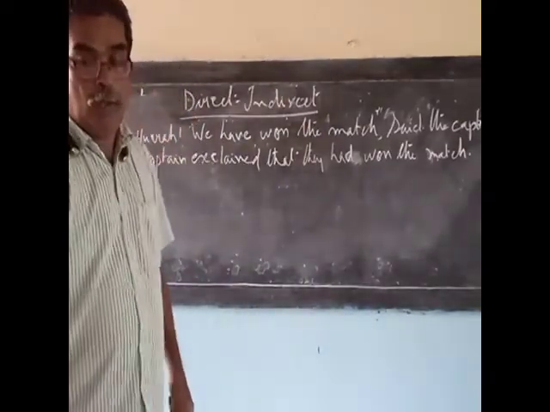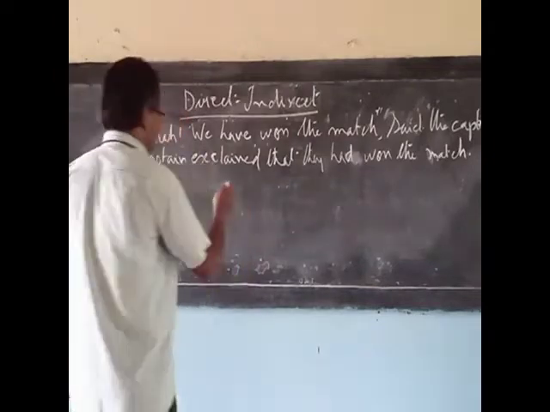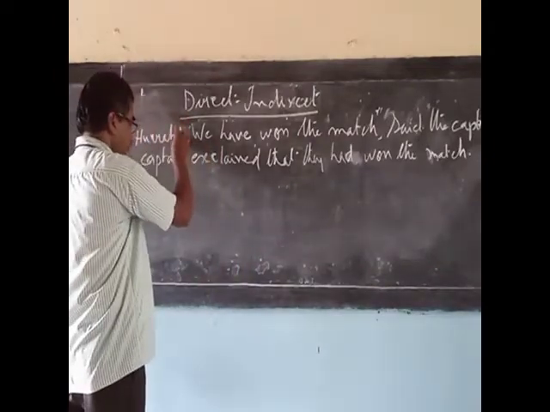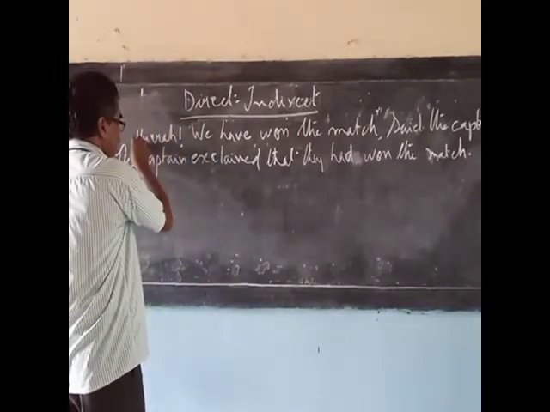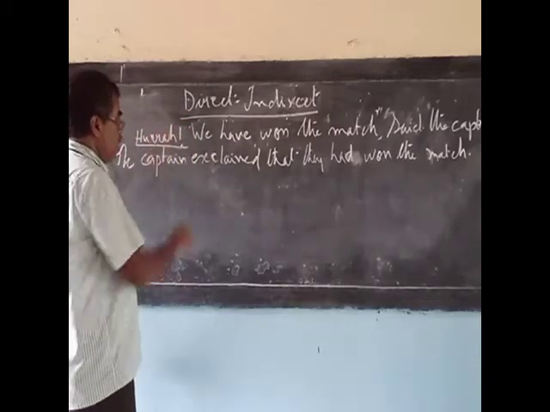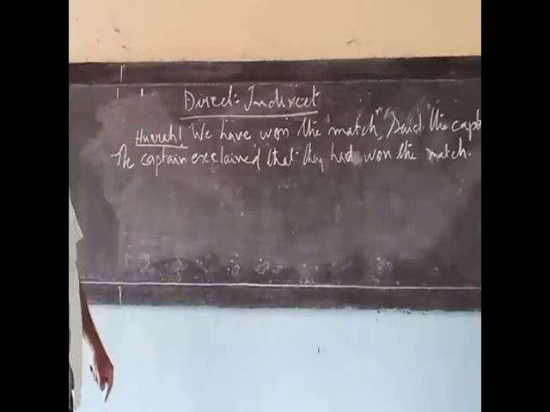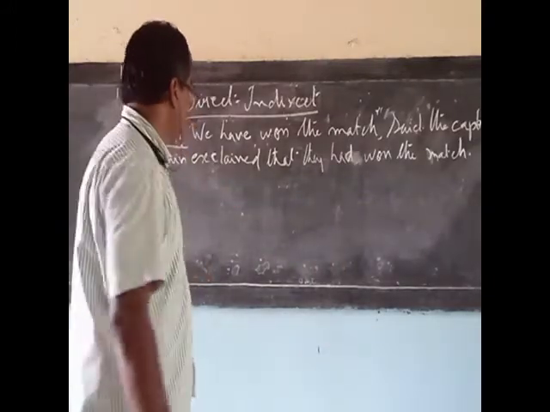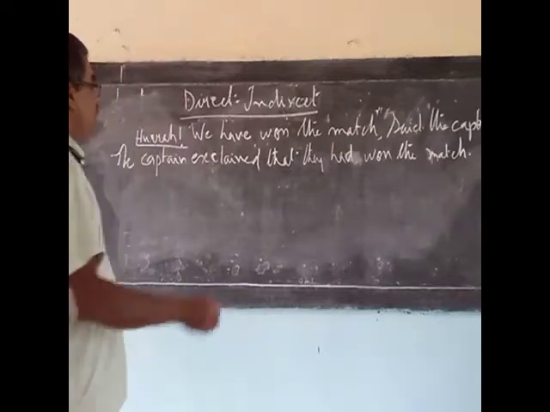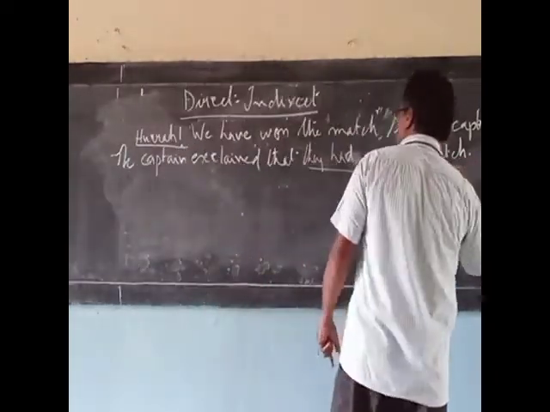Okay. So here, when we change an exclamatory sentence from direct speech to indirect speech, the word showing exclamation and the exclamatory mark are removed in the indirect speech, and this becomes a statement form.